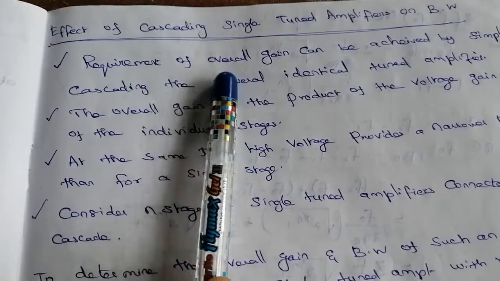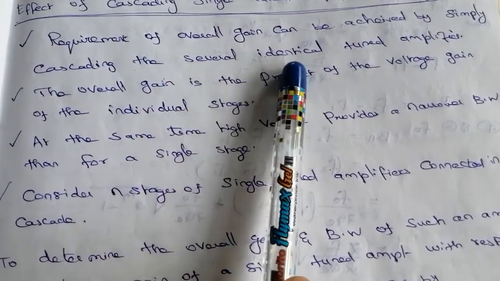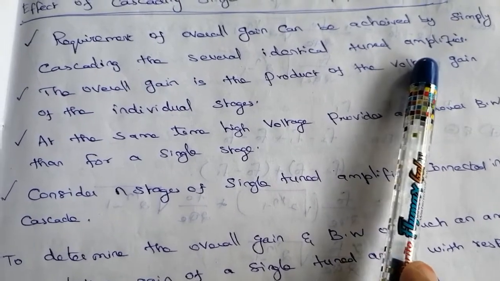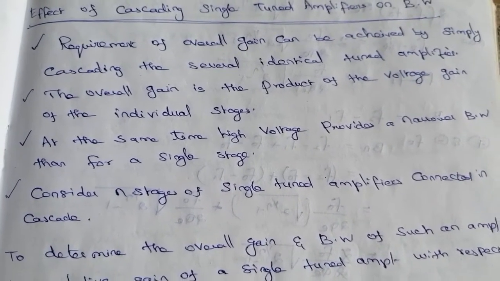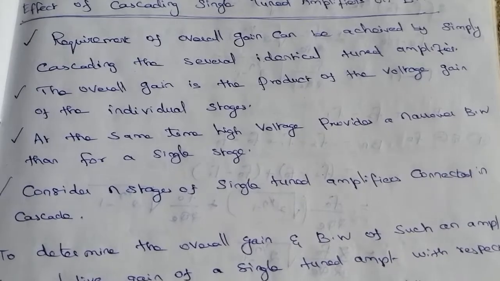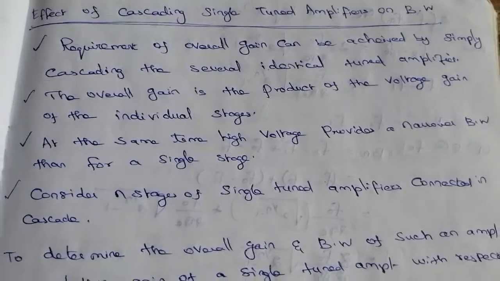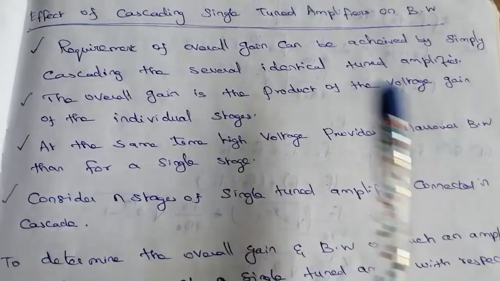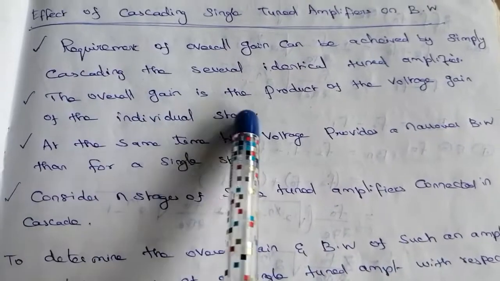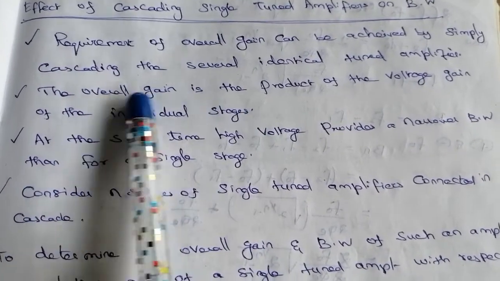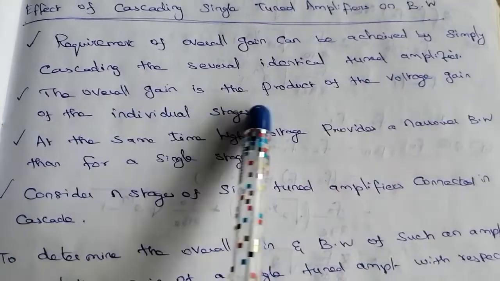The requirement of overall gain can be achieved by simply cascading several identical tuned amplifiers. That means we have to get a higher gain value, and for that purpose we cascade several identical tuned amplifiers. The overall gain is the product of the voltage gains of the individual stages. So overall gain is nothing but the multiplication of the voltage gains of the individual stages.